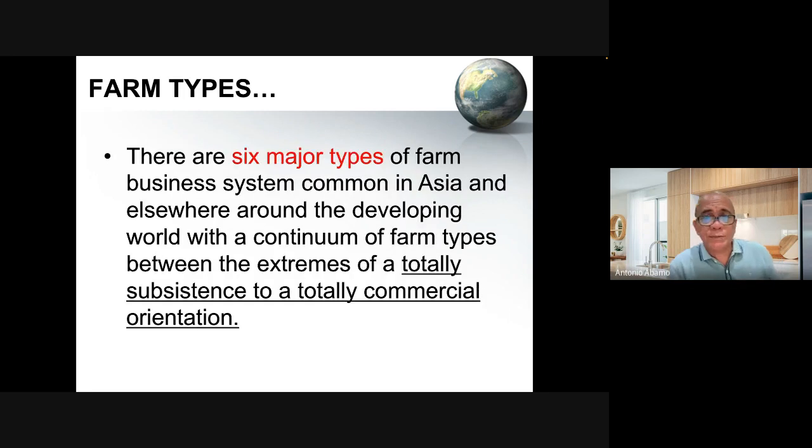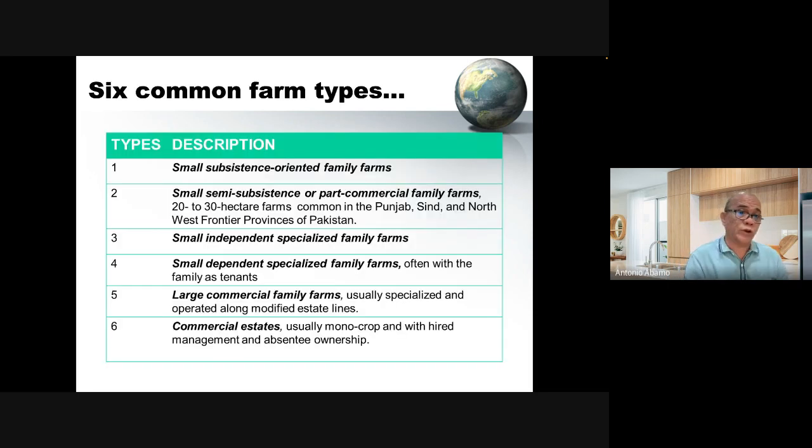There are six major farm types in the business system common in Asia and elsewhere around the world, especially in the developing world. There are six different types of farms, covering from totally subsistence to totally commercial orientation. So these are the six common farm types. Number one is small subsistence-oriented farms.